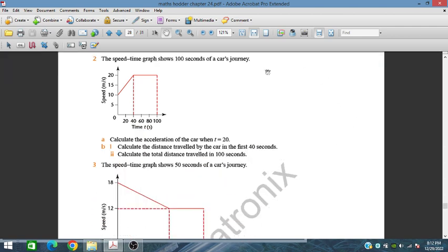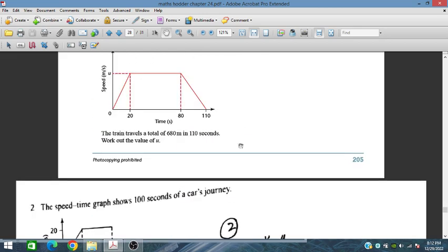In the second question, the speed-time graph shows 100 seconds of a car journey. Initially its speed was 10 and it reaches 20 meters per second. From 40 to 100 seconds, the speed was constant at 20 meters per second. We have to show the graph, calculate the acceleration at the time t equal to 20 seconds, calculate the distance traveled by the car in the first 40 seconds, and in part 2B, calculate the total distance traveled in 100 seconds. So this is question number 2.